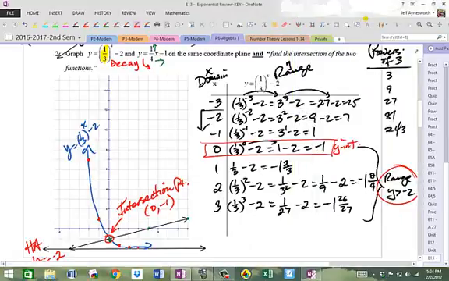Okay, so you can verify everything on the graph, you guys. All right.